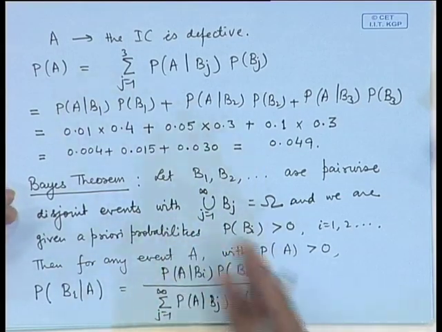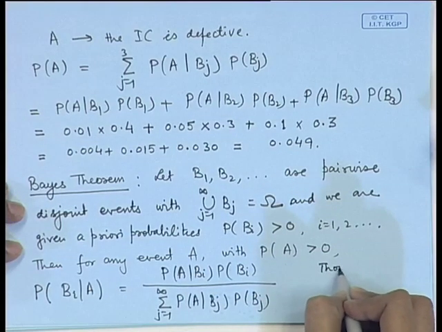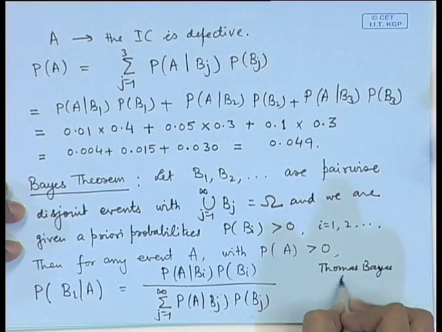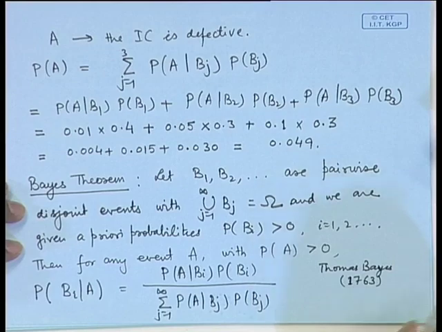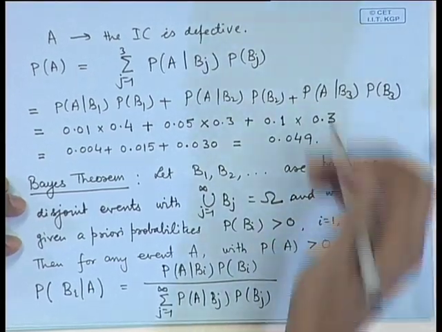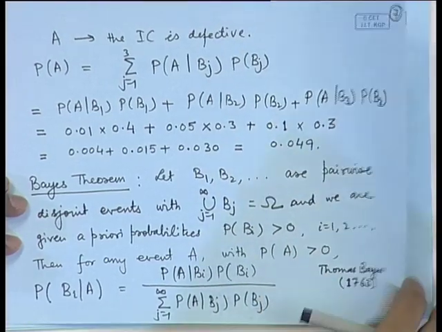This reverse relationship is due to Reverend Thomas Bayes, and it was published in his treatise in 1763, posthumously. Let us look at the proof of this.